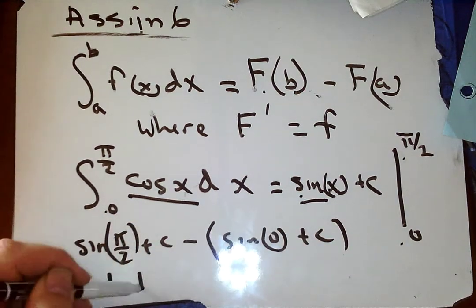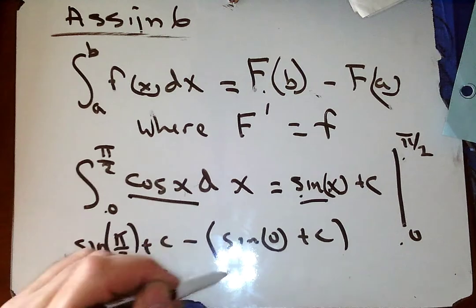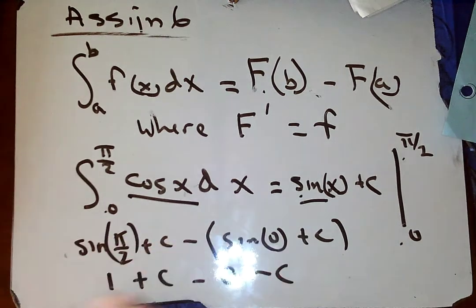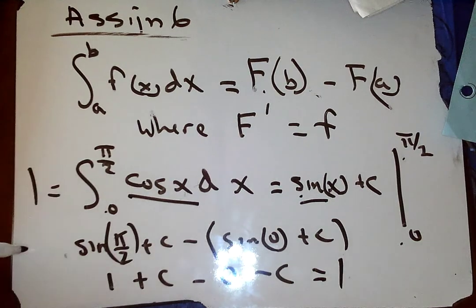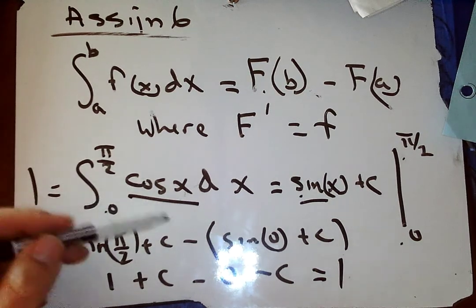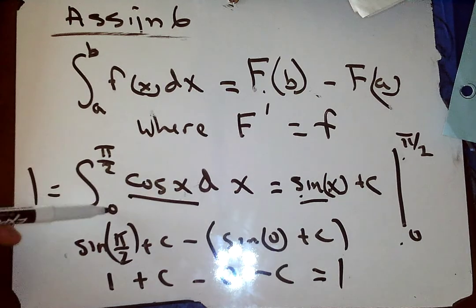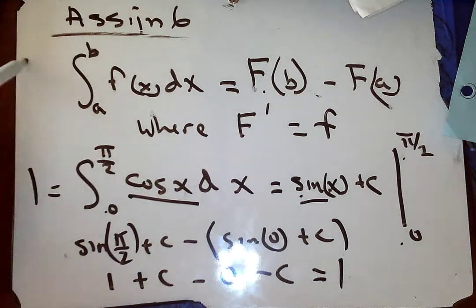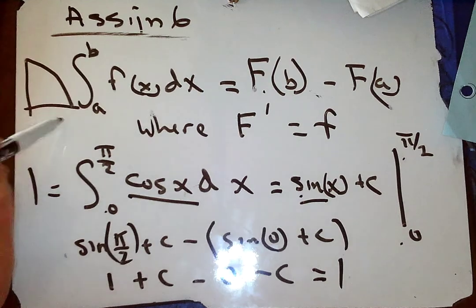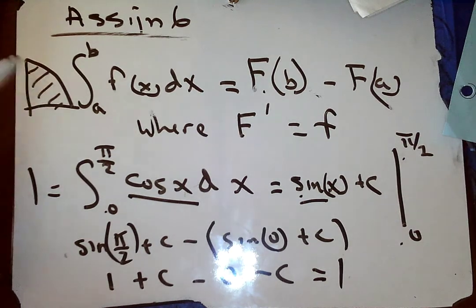Well, that's going to be 1 plus c minus 0 minus c, and we end up with 1. So my integral here is 1. I can't appeal to this geometry. I know what that graph looks like from 0 to pi over 2. It's not for a lack of knowing, it's that I don't have a geometric shape there that I can use. And so instead I'm going to be using my antiderivative to help me evaluate this.